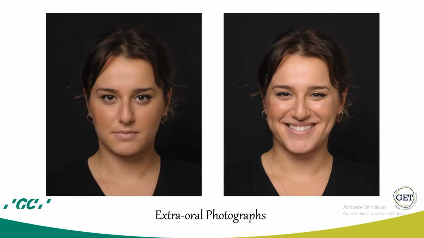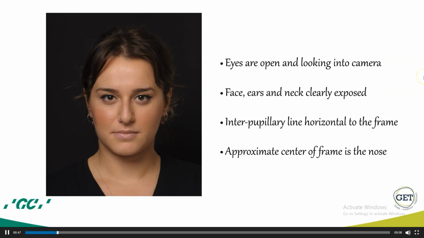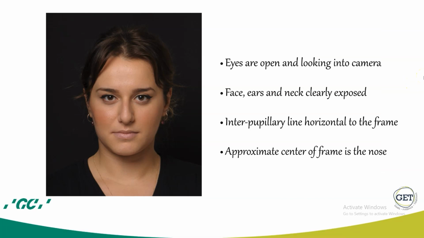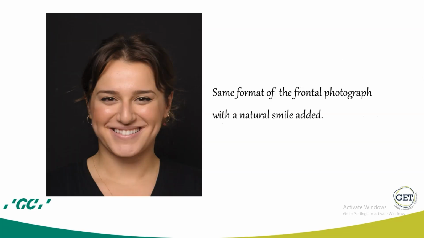Frontal photographs. In frontal photographs, eyes should be open and looking into camera. Face, ears, and neck should clearly be exposed. Interpupillary line should be horizontal to the frame, and the approximate center of the frame. The smiling photograph should be the same format of the frontal photograph with a natural smile added.